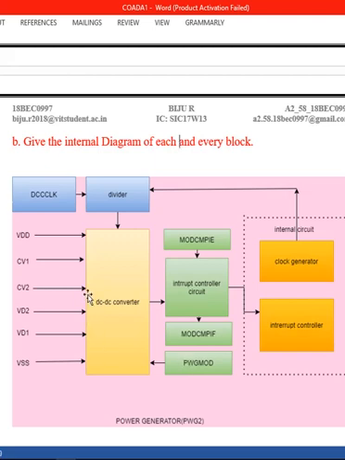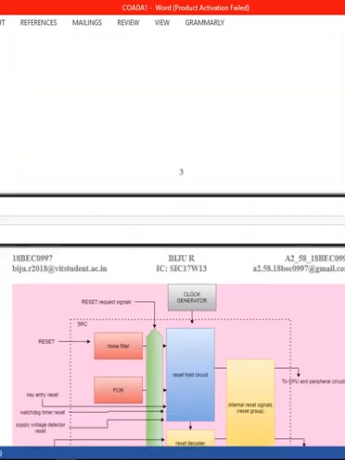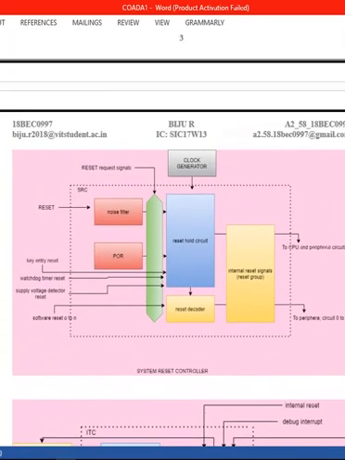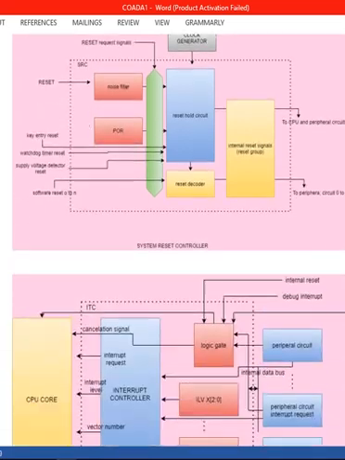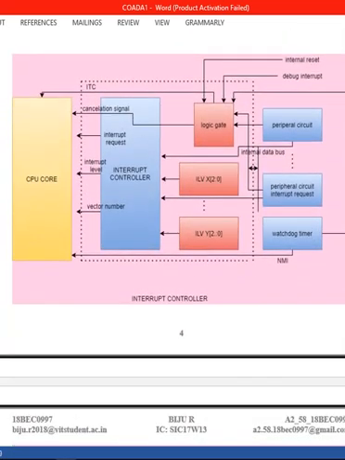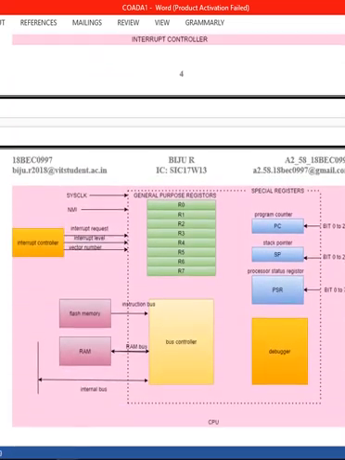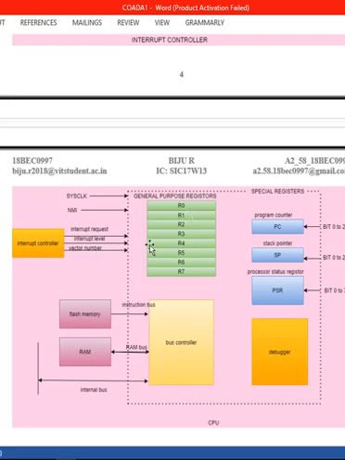This is the DC to DC converter, and this is the interrupt circuit. That information goes to the interrupt controller. And this is the system reset controller, and this is the interrupt controller, and this is the register. These are the general purpose registers R0 to R7. These are the special registers: program counter, stack pointer, processor status register.